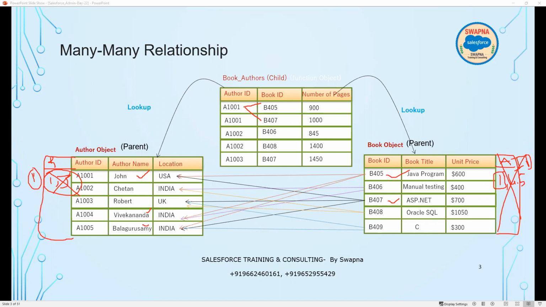How many lookup fields can be created in a single object? This we have already discussed. It is 40. Right. So I would suggest you go through the previous session.